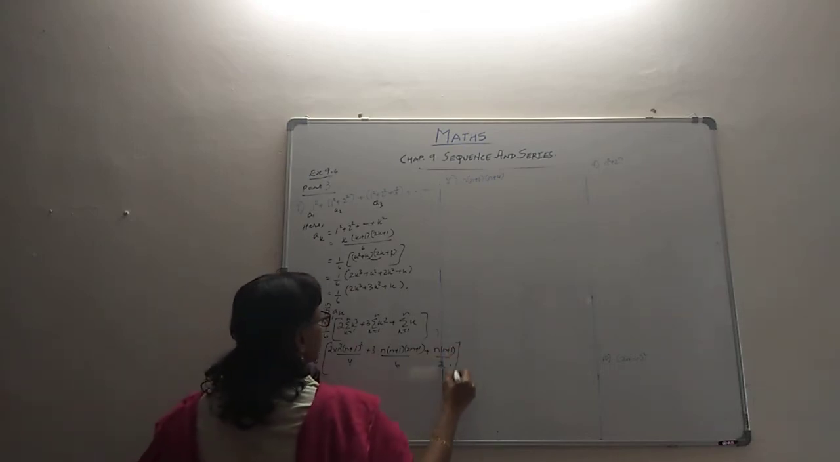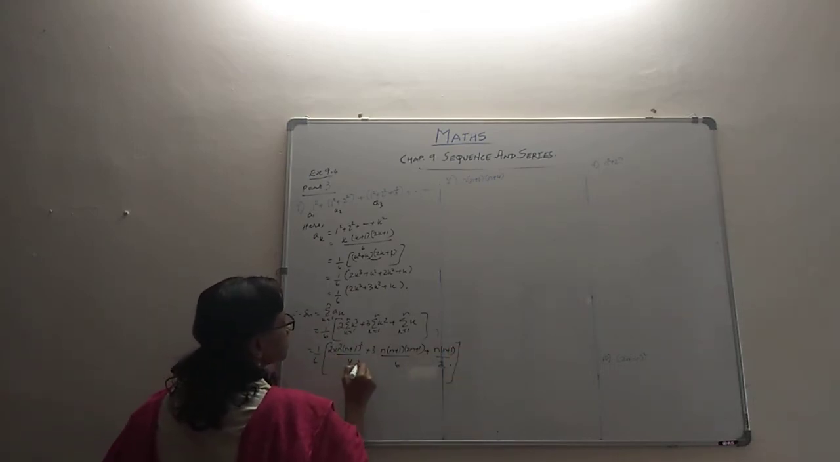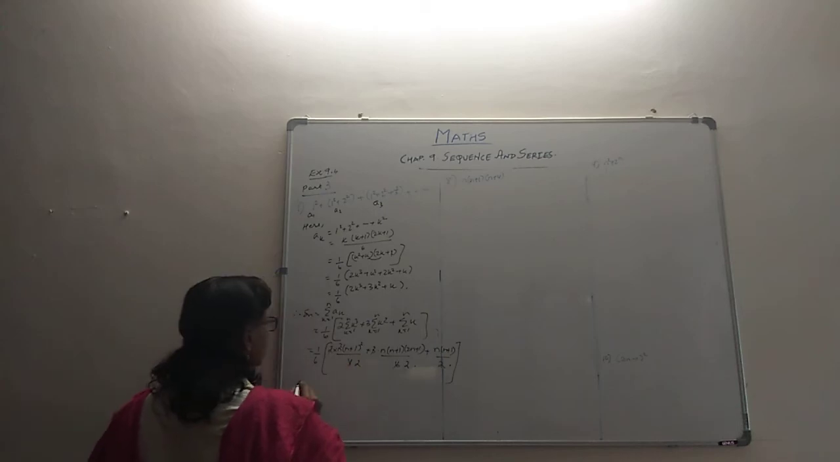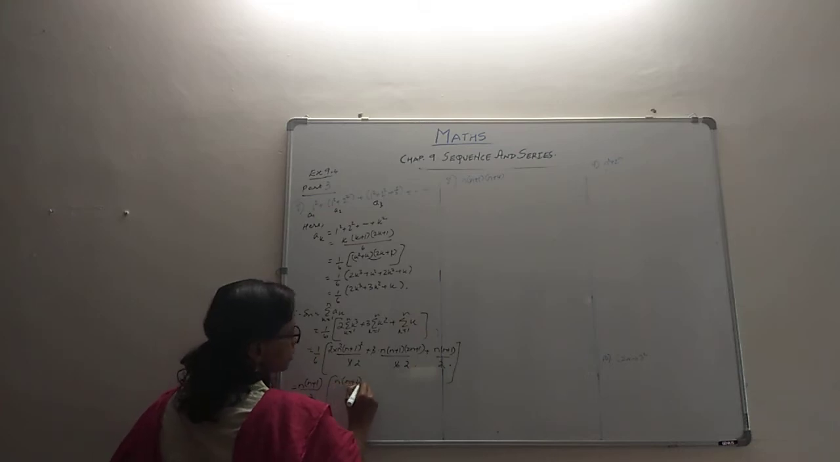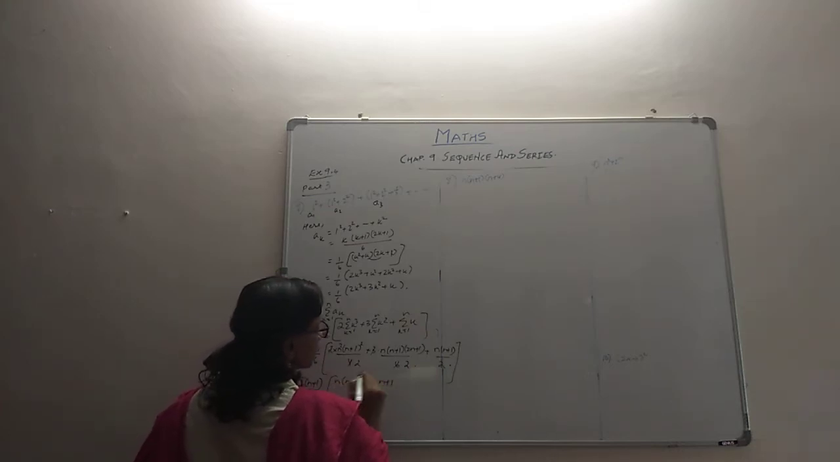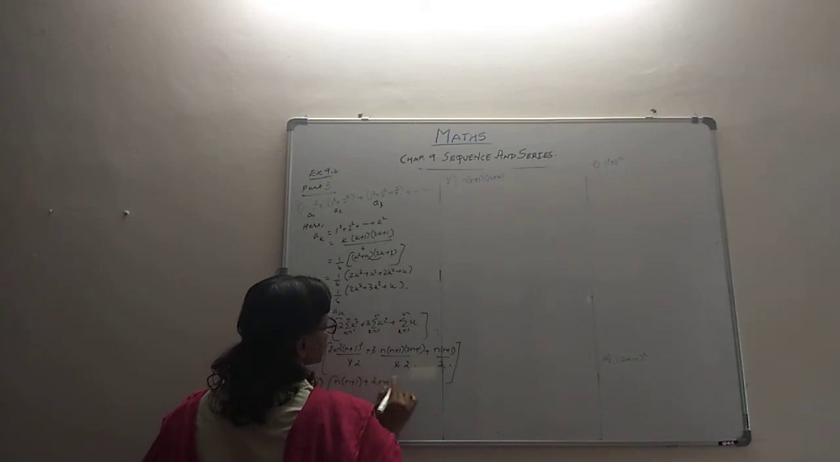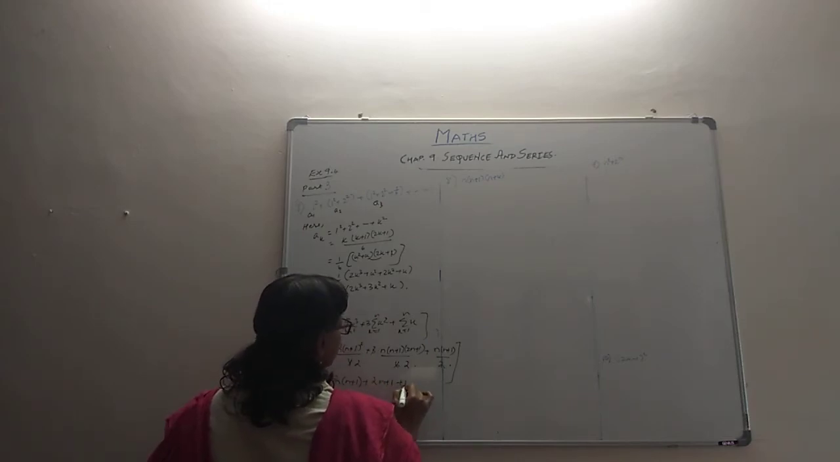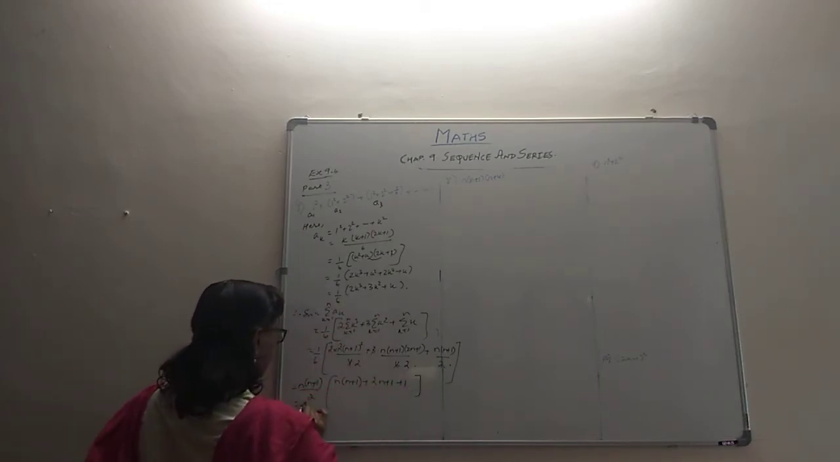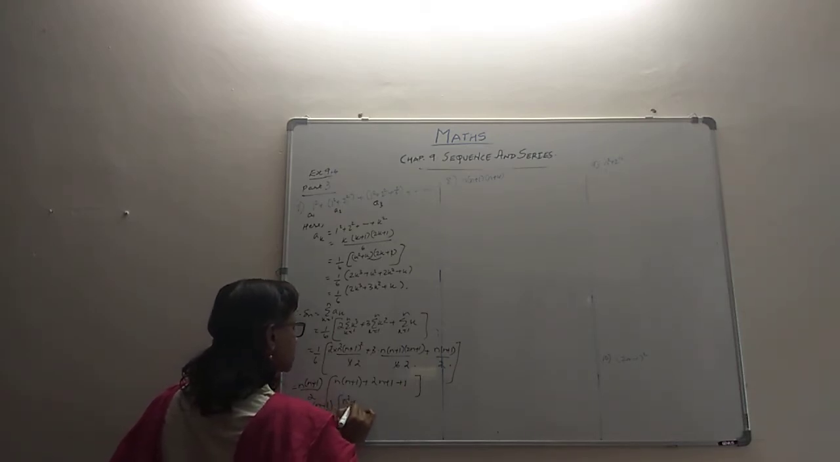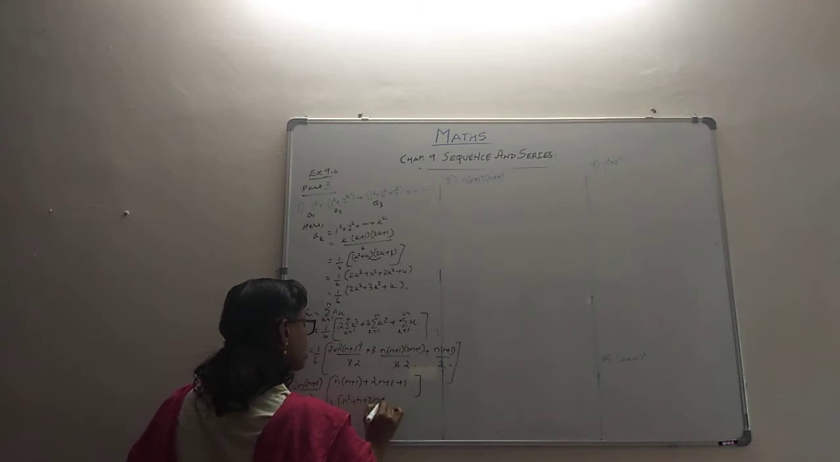So what will happen? This is 2 times, this is also 2 times. So we can always take n into n plus 1 by 2 common. So what are we left with here? n into n plus 1 only is left. Here it is 2n plus 1 only left. Then here there is only 1 left. So what will happen? n into n plus 1 by 2 times n squared plus n plus 2n plus 2 if you want.